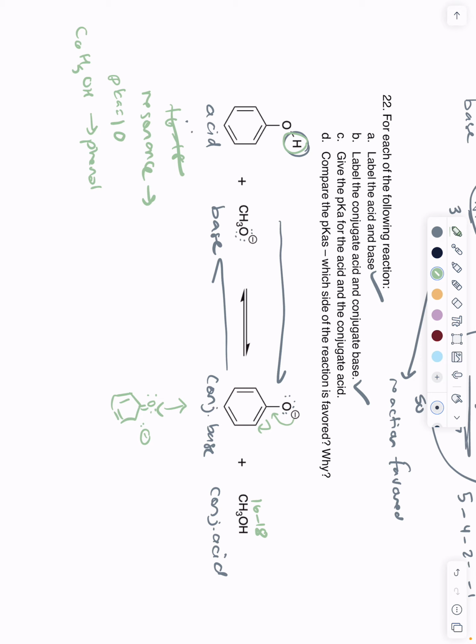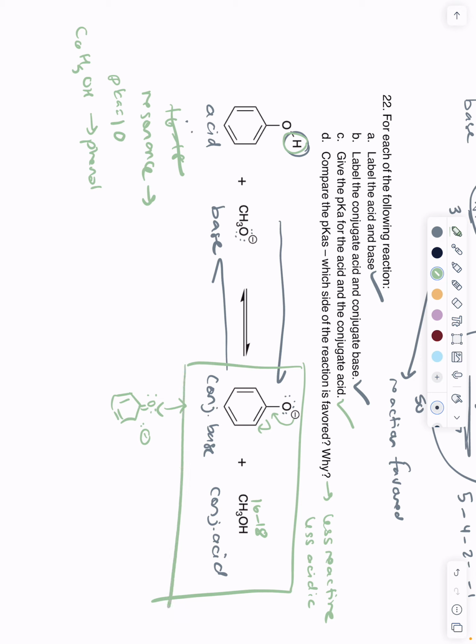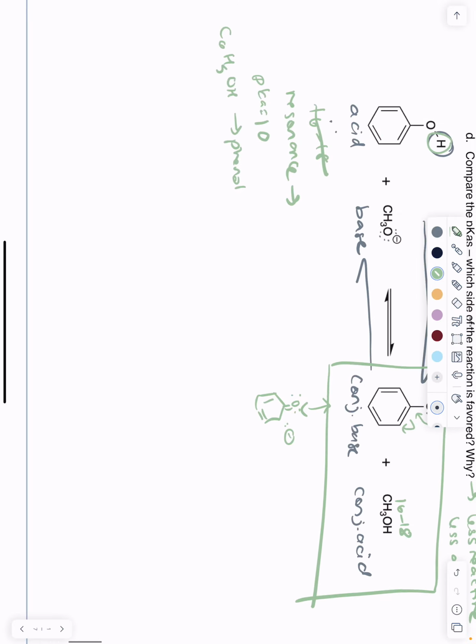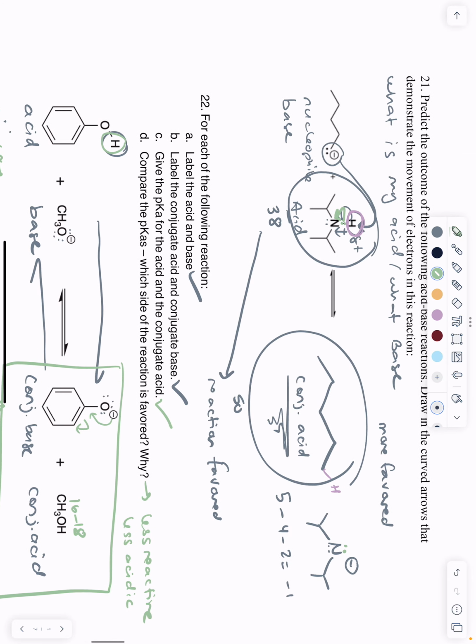So now we wrote the pKa for each one of those, and the side of the reaction that is favored is always going to be the less reactive side. The less reactive side is less acidic, because if you think about acidity, it's how willing it is to react. So less reactive, less acidic, so this side of the reaction is favored, because it has the larger pKa. So I think that's everything for this. Hopefully that was helpful, and let me know if you have any questions. Good luck studying.